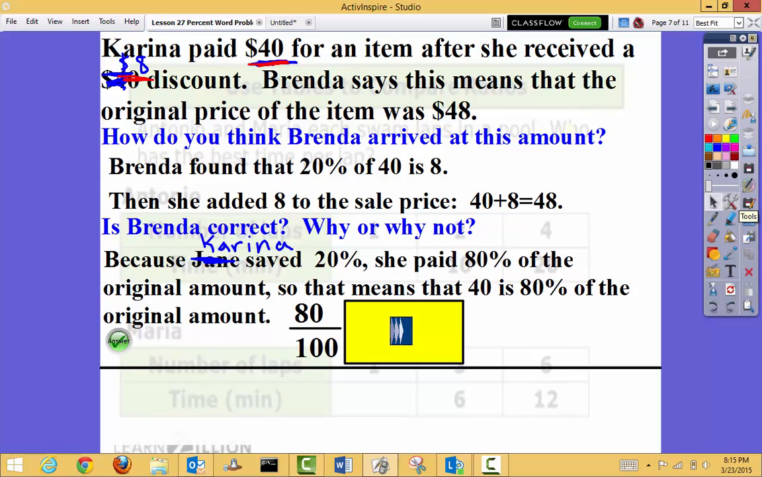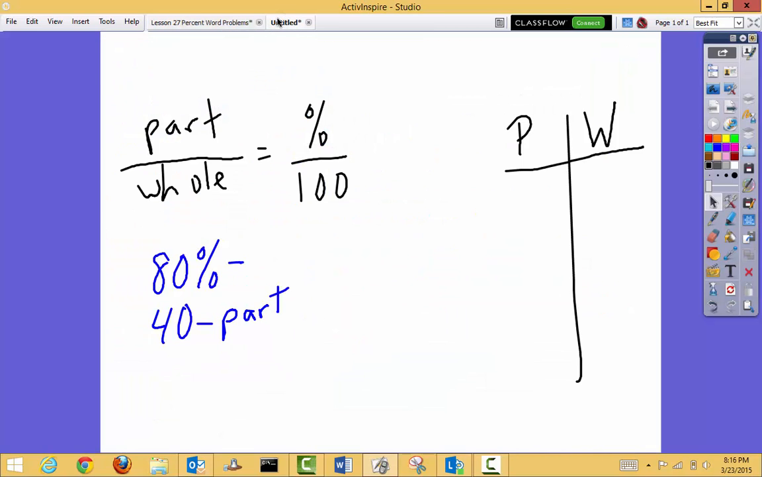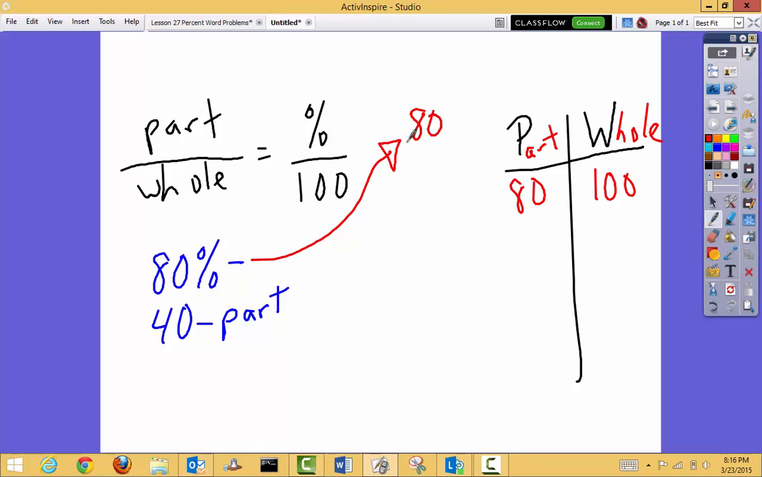So what I need to do is I need to set this up. Now I can solve it back here. This time though I'm going to use my ratio table, just so we see that other method again. 80 is my part over 100 as my whole. Where'd that come from again? Well, a percent as a fraction is 80 parts out of 100. What number am I trying to get it to? I'm trying to get it to this 40 because that is a part. So how do I get from 80 to 40? Divided by 2. How do I get from 100 to this mystery number? Divide by 2. 100 divided by 2 is 50.